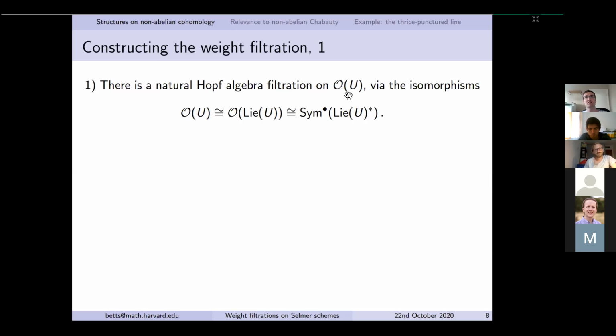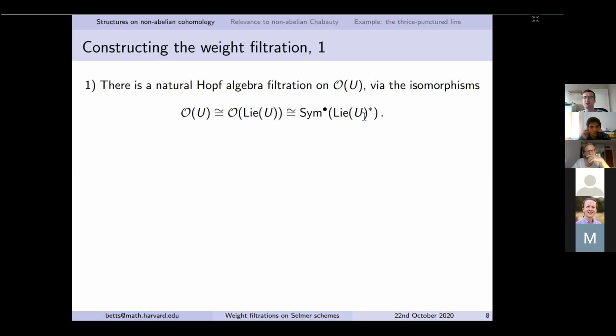First step is the affine ring of my pro-unipotent group comes with a natural filtration induced by the filtration on my group, because U is isomorphic to its own Lie algebra via the logarithm isomorphism. So its affine ring is the same as the affine ring of its Lie algebra. And now the Lie algebra is just a vector space being viewed as a variety. And so its affine ring is the symmetric algebra in the dual of the Lie algebra.